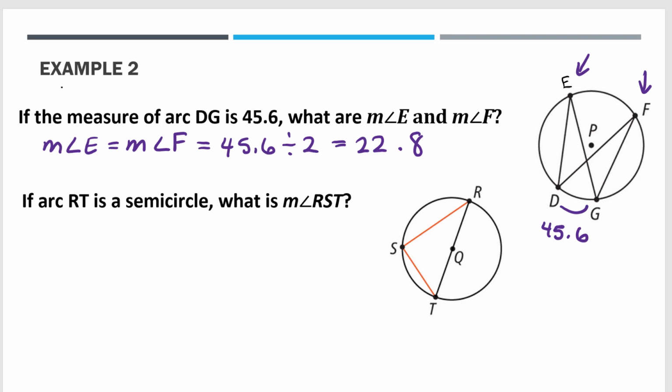The next part says if arc RT, so RT is a semicircle, so that means that this is going to be 180. It's going to be half of 360. Therefore, angle RST is our inscribed angle. So we'll take 180 and we will divide by 2 to get 90 degrees.